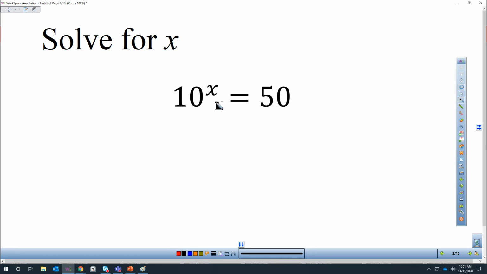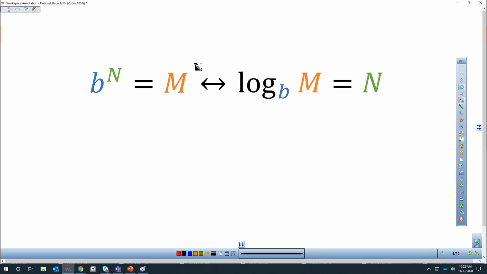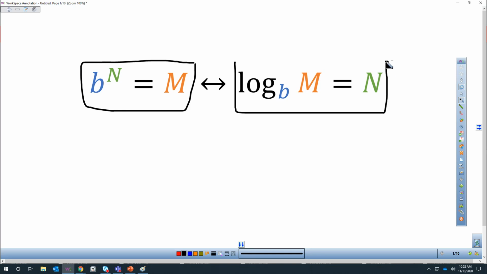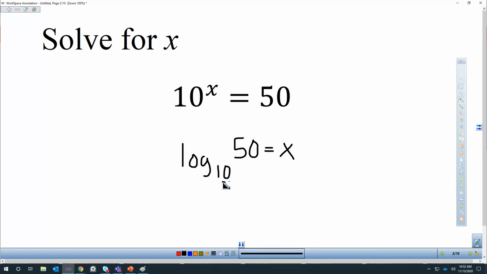And so what I'm going to do is I'm going to rewrite this in log form. So I'm going to take log base 10 of 50 equals x. Okay, so I'm basically just following this rule here that if you have something written like that, it's the same thing as that. And so I'm just rewriting it using logs. And what that does is it tells me that x equals log base 10 of 50.